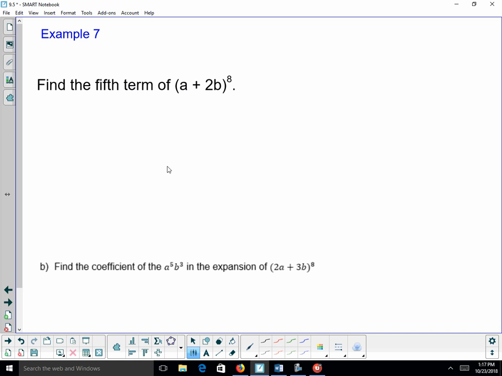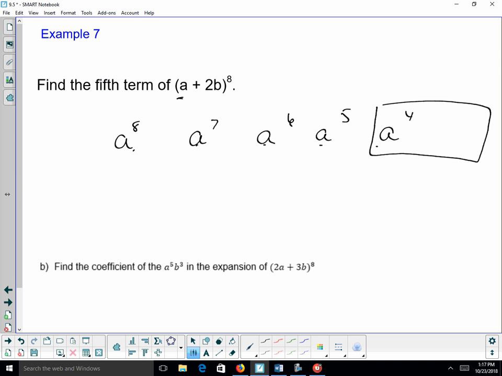Now this is where people kind of run into trouble. When you first start doing this, I know I want to find the fifth term. The first term would be this a to the 8th, and 2b to the 0. I'm just going to focus on the a's so I can figure out what I'm doing. That's the first term. The second term would be a to the 7th, then a to the 6th, a to the 5th, a to the 4th. 1, 2, 3, 4, 5. So I'm focusing on this one right here where I have a to the 4th power. If a is raised to the 4th power, that means 2b has to also be raised to the 4th power because they have to add up to 8.